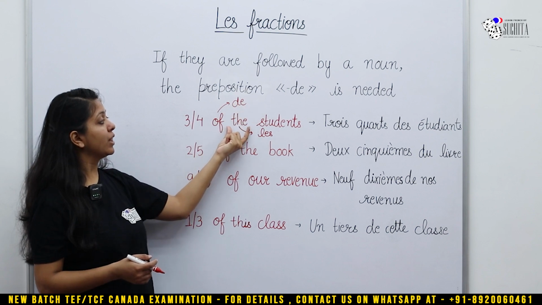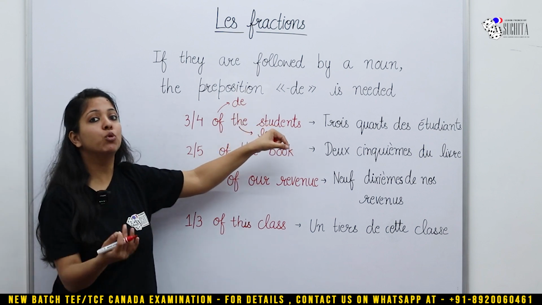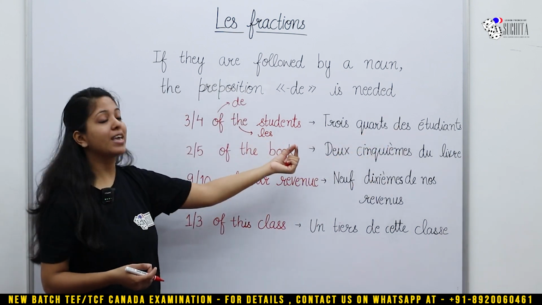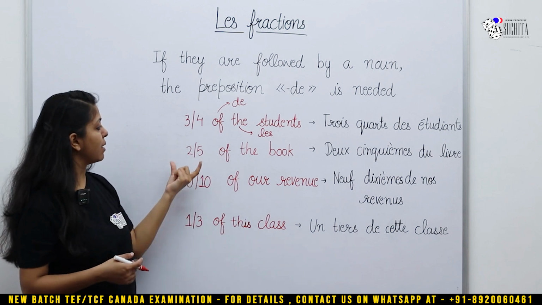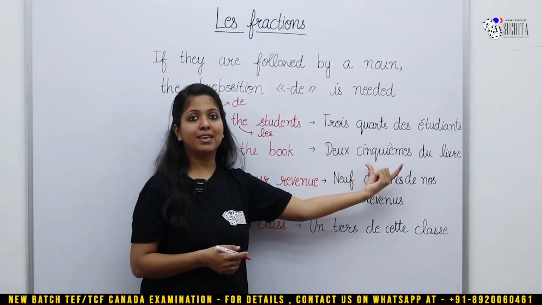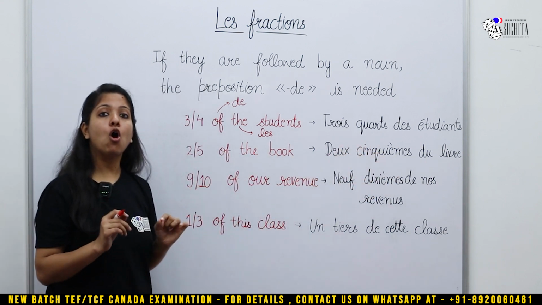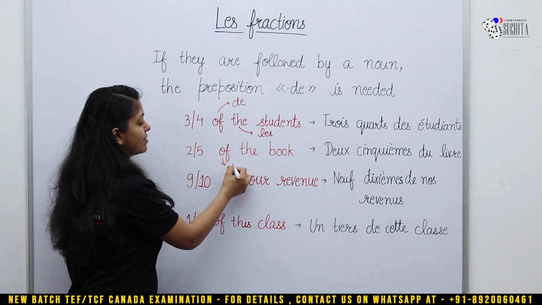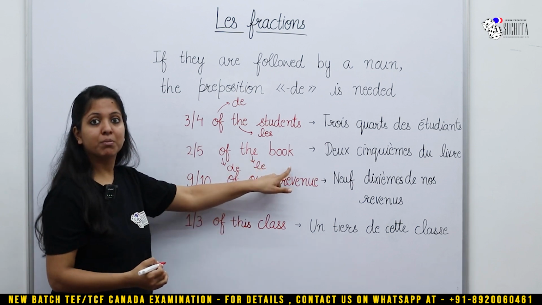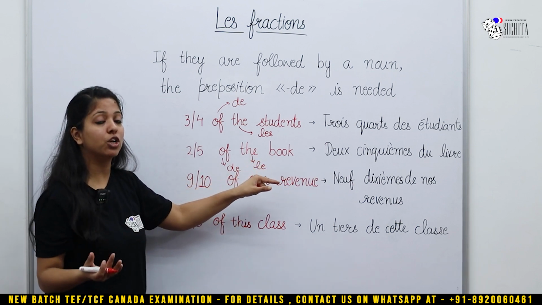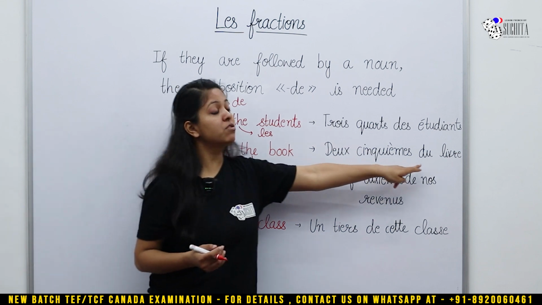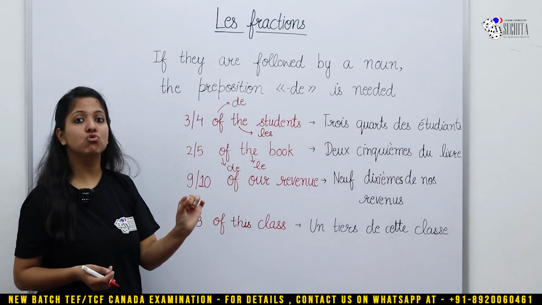Of is de and the is les, because students is plural, so it has to be les. Now de plus les becomes des. Des étudiants. Trois quarts des étudiants. Let's look at the second example. 2/5 of the book. Now 2/5 is deux cinquièmes of the book. Now the book is le livre, because livre is masculine and singular, so it is le livre. Now de plus le, again that's a contracted article, becomes du, so deux cinquièmes du livre.